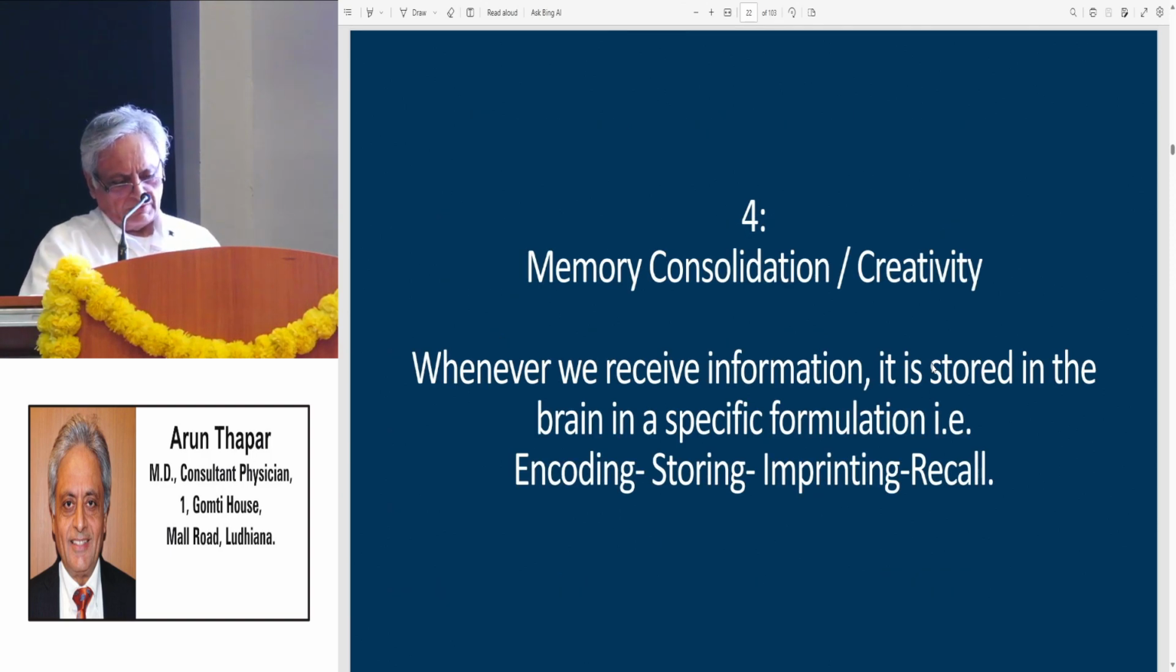The fourth theory which is being discussed is memory consolidation or creativity. Now, whenever we receive some information, it is stored in the brain just like a computer. And the specific formulation is that there is an encoding of this, there is storing, followed by imprinting, and afterwards you can recall those things. We call it memory. You met somebody, you meet them the next day, or maybe later in life, you can recall the person's name, you can recall the face, or the textbooks, or the material which you guys are reading over here. So encoding, storing, imprinting and recall, that is the fashion in which the brain functions.